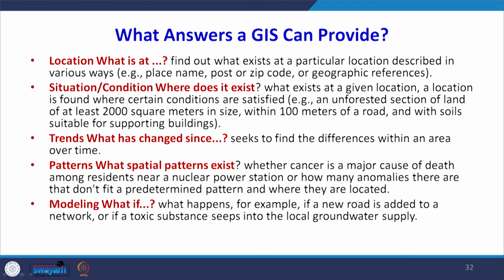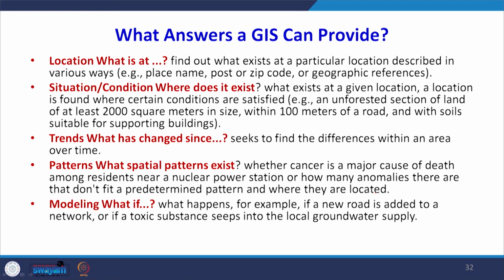So, GIS can give me answers to many things. Location: I can find out at a particular location what exists. Or it could be situation and condition: where does it exist. So, I can find what exists at a given location, or what is situated within 100 meters of the road. That kind of answer I can get from the GIS.